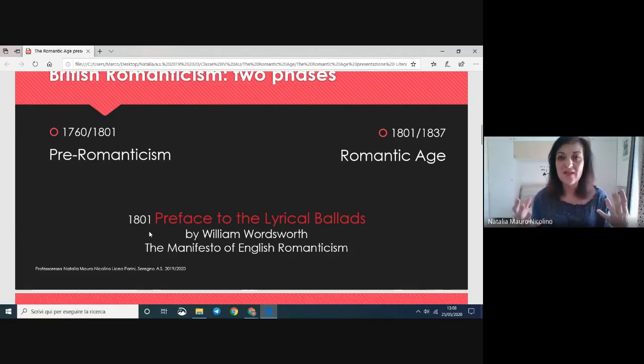Manifesto. What is a manifesto? It is a work which puts together, that sums up the most important characteristics, the core features of a movement. What is the title of what is usually considered the manifesto of English Romanticism? Pay attention to the pronunciation: preface, not anything else. Preface to the Lyrical Ballads, la prefazione alle ballate liriche.